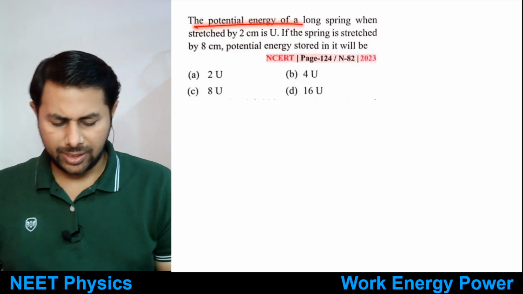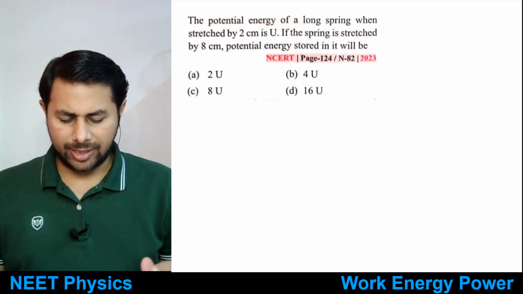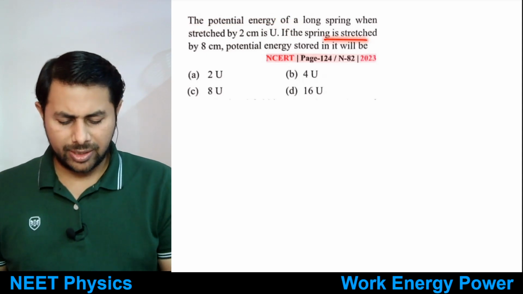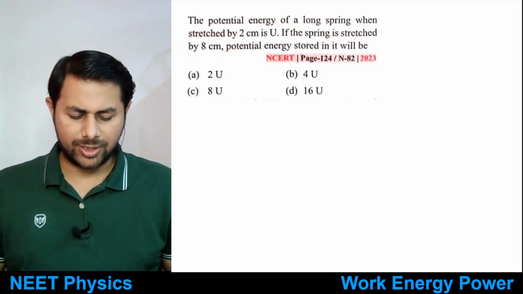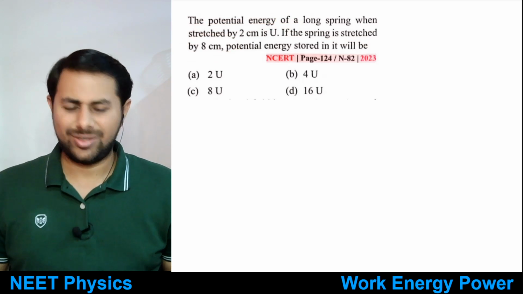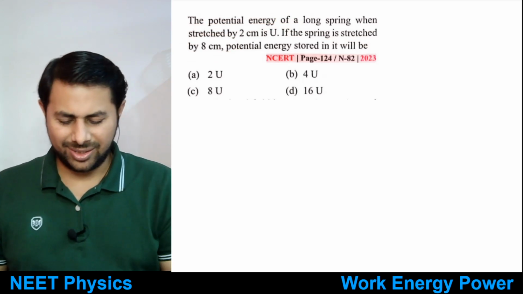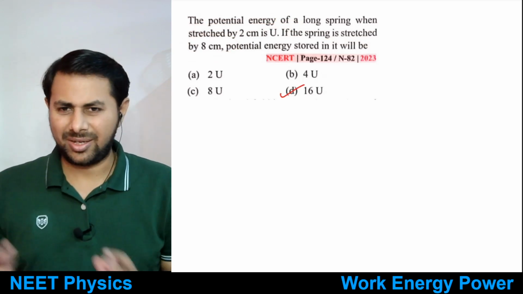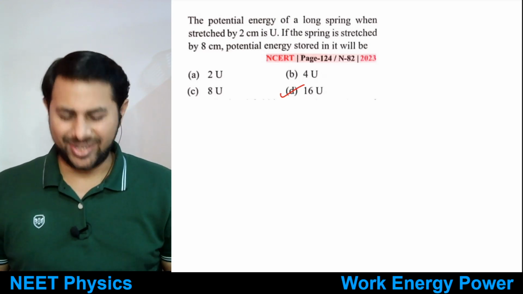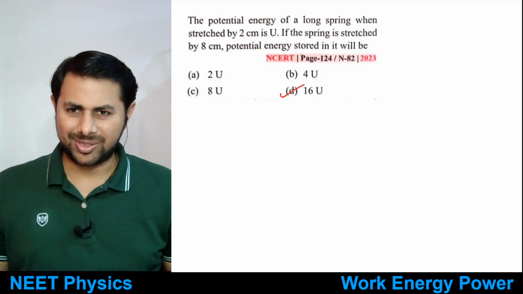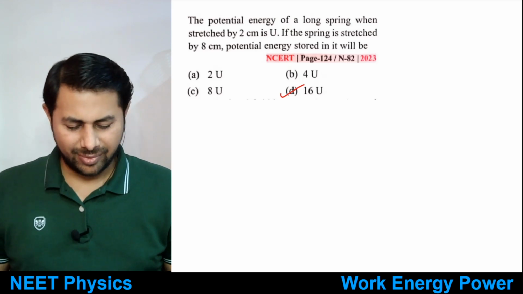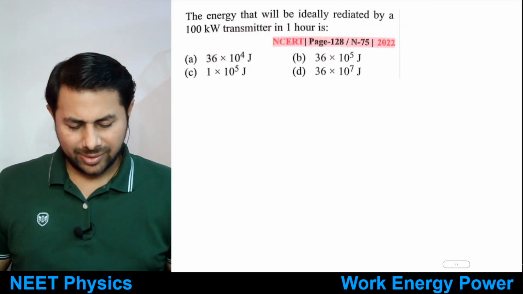This one: the potential energy of a long spring when stretched by 2 cm is U. If the spring is stretched by 8 cm, the potential energy in it will be. So this is option D. Yeah, we have solved this one and they have repeated it in NEET 2023, right? It was from some other year. Okay, let's see the next one.